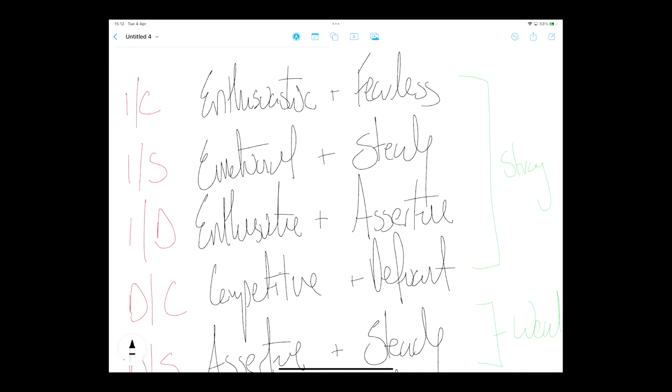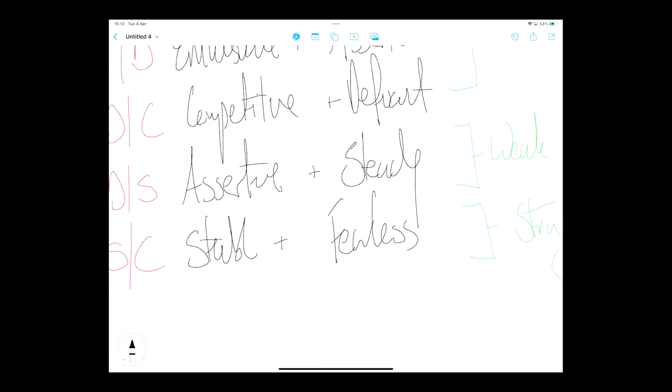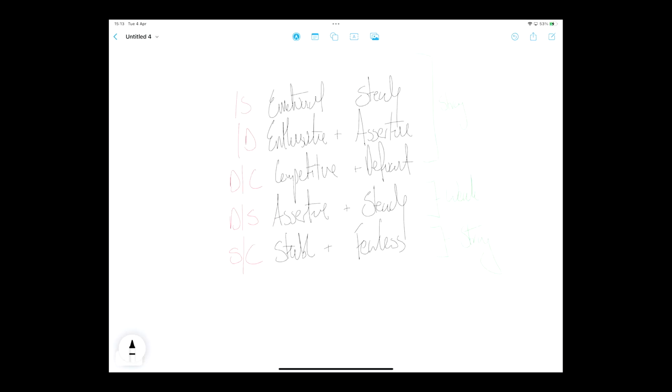IC, IS, ID, DC, there's going to be a strong tendency here, which means that these words, the associated verbiage, enthusiastic, fearless, emotional, steady, enthusiastic, assertive, competitive, defiant, these words will tend to be highly accurate of the individual. We can see here, assertive and steady, the D and the S style, this is going to be a weak tendency. And so the verbiage probably won't be true for this individual. And then we have the S and the C style. Once again, it's strong tendency, and the descriptive words will be stable and fearless.